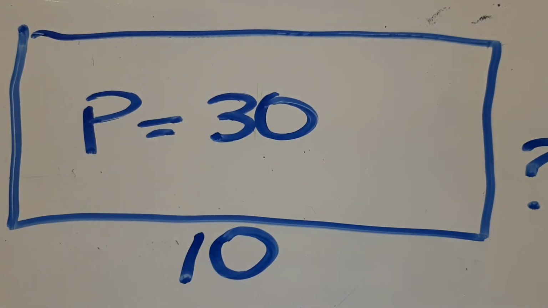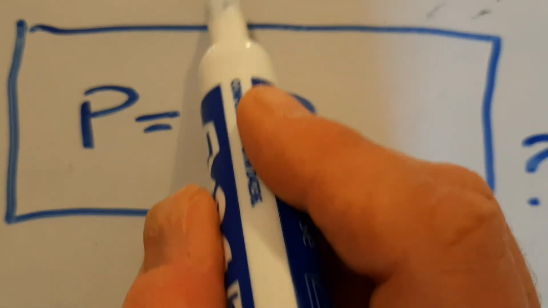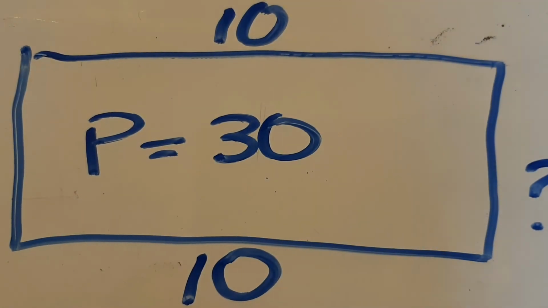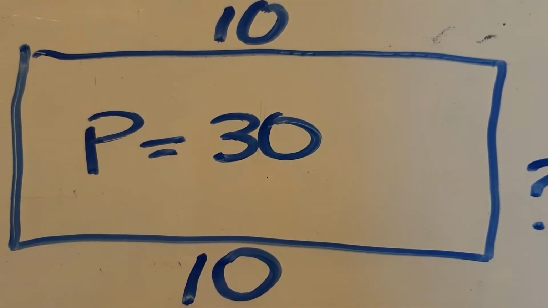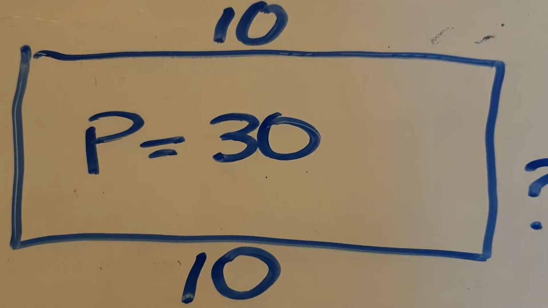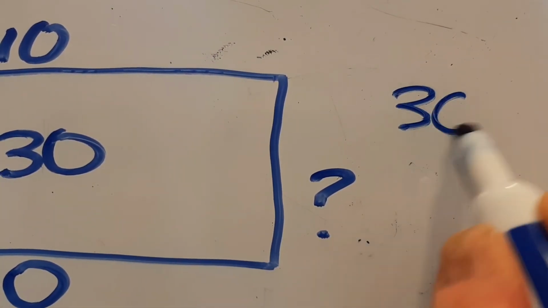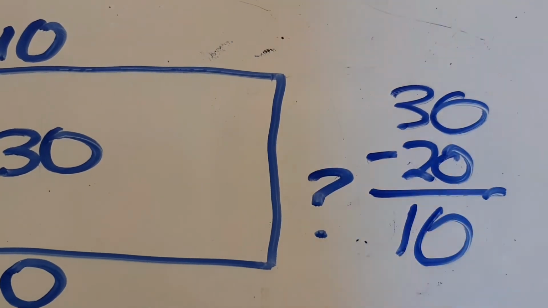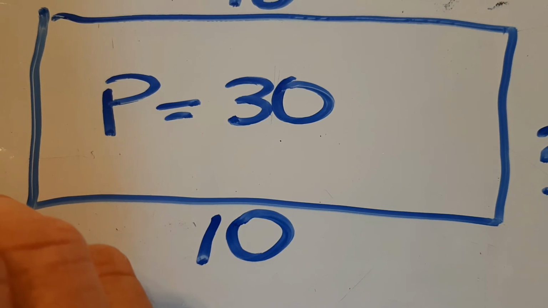Well, let's figure it out. You know this side, and you know this side, right? This side would be 10 also. So you know that 10 plus 10 is 20. So then you need to take that away from your perimeter. So you're going to write over here 30 minus 20. And that's going to equal 10. Now, does that mean that this side is 10?